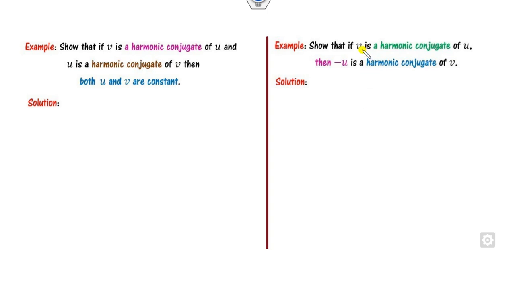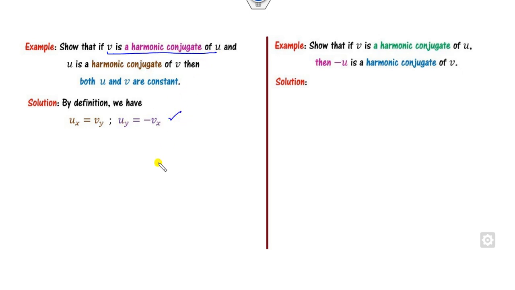Another result: if V is the harmonic conjugate of U, then minus U is the harmonic conjugate of V. As I saw in the previous one, if V is the harmonic conjugate of U, then U is not the harmonic conjugate of V, but minus U is the harmonic conjugate of V. Proof is very simple. What is the meaning of that? V is the harmonic conjugate of U.